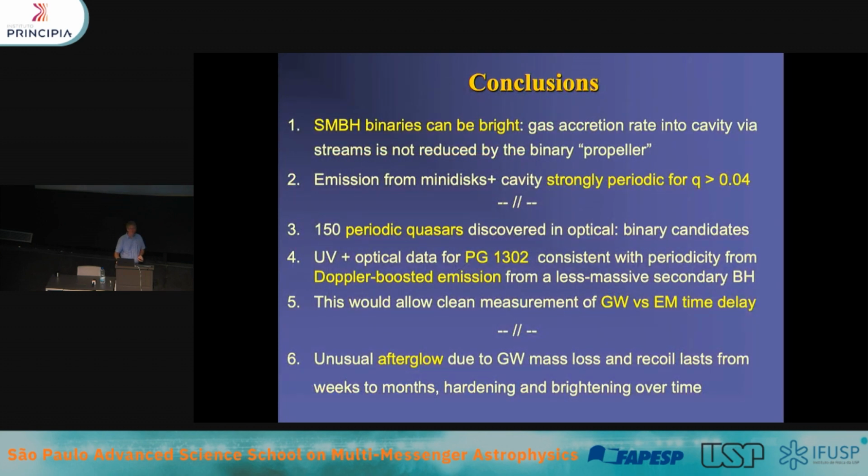So I'm going to stop here before we move on. I think my main conclusions, the takeaway message from this second lecture, protruding into the third lecture, is that binary black holes are very bright and they're strongly periodic if their mass ratio is larger than 1 to 25. And there are some candidates uncovered in quasar surveys, and we still have to prove that they're really binaries. I think in the future, with large surveys, that will be possible. And we expect these unusual afterglows. So any questions on this part?